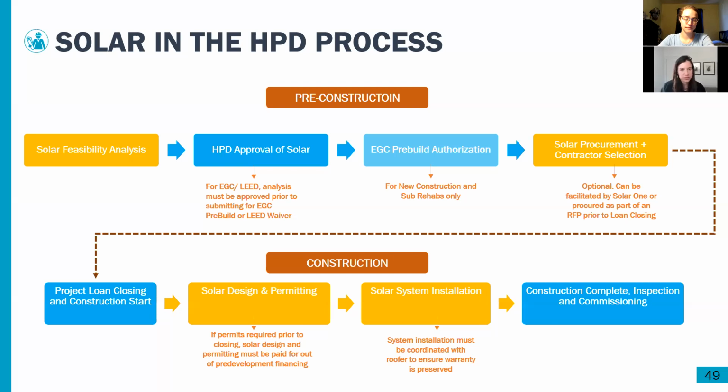Once the construction starts, your solar installer will start doing the design and permitting early on, and then their installation is best done when they can coordinate with the roofer. So sometimes they'll do it in conjunction, especially for mechanically attached or canopy systems. They'll work hand in hand with the roofer to make sure all roofing warranties are maintained. And then after the solar installation goes on, the installer is responsible for getting all the inspections and commissioning complete.